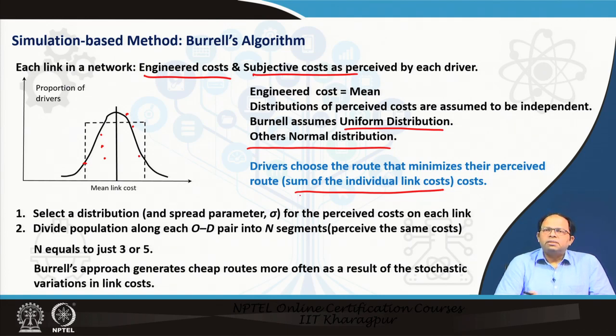That means whichever route they feel to be the least cost, they will choose it, and basically route cost is a sum of individual link costs. So what is required is to select a distribution. It could be a normal distribution or a uniform distribution, with a spread parameter sigma for the perceived cost on each link. Because of this distribution, some people will be choosing over here, some people will be choosing over here.